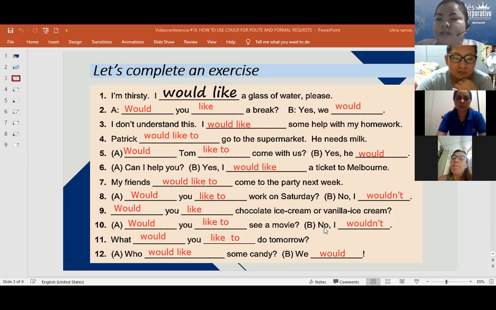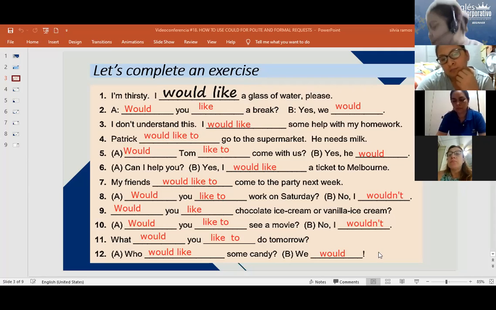¿No tienen preguntas? ¿Todo quedó claro? Yes. No, teacher. ¿No quedó preguntas? ¿Claro, o no tienen preguntas? No tengo preguntas. No tenía preguntas, ok.